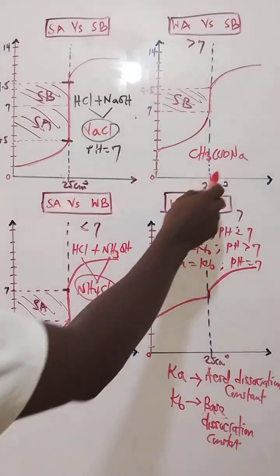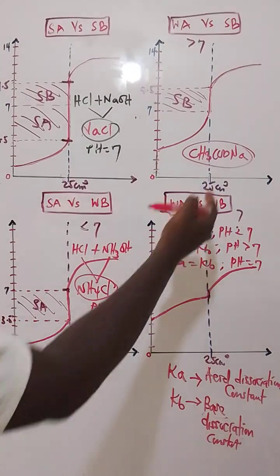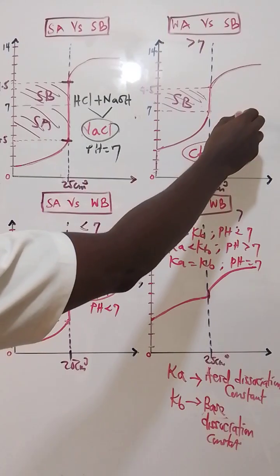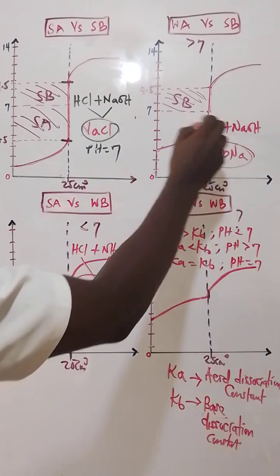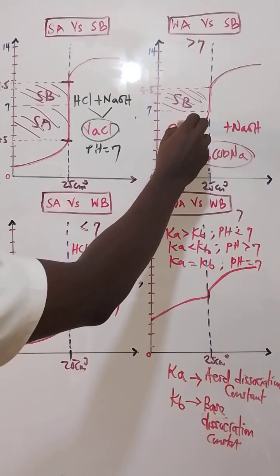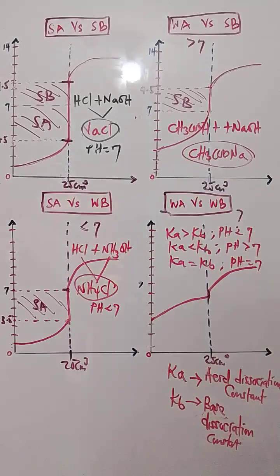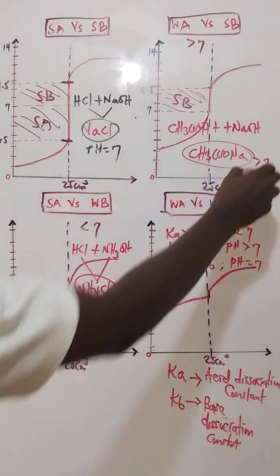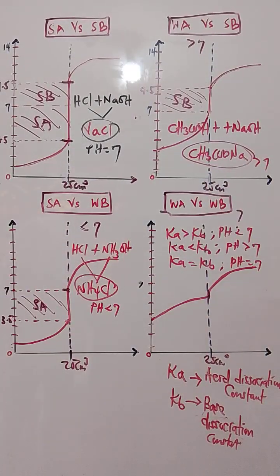However, sodium ethanoate is formed from a strong base and a weak acid, so it has a pH greater than 7. Now, consider the following salts formed from weak acid, weak base.